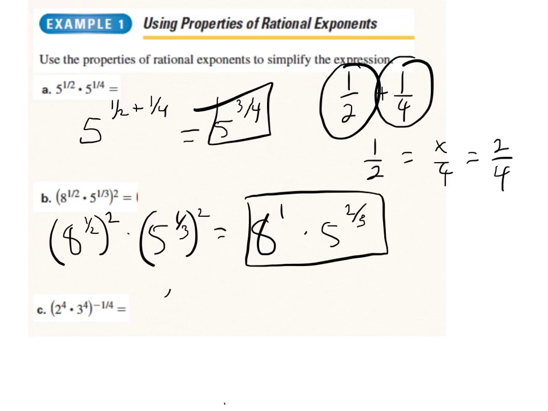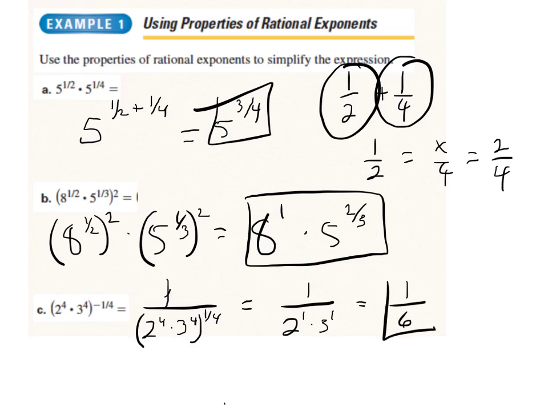Okay? Again, over here we have a negative exponent now, so I'm going to put this all underneath 1. So we still have 2 to the 4th times 3 to the 4th raised to the 1/4. Well, now we need to distribute that 1/4 to each of the exponents inside the parentheses, because when you have exponents raised to an exponent, you multiply them. So that's going to be 1 over 2 to the 1 times 3 to the 1, which equals 1 over 6. For our final answer.